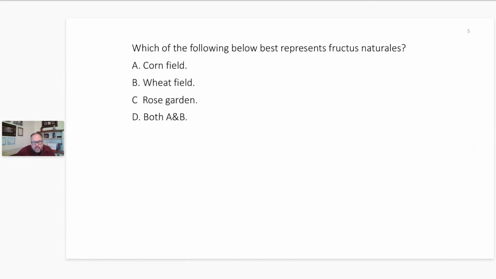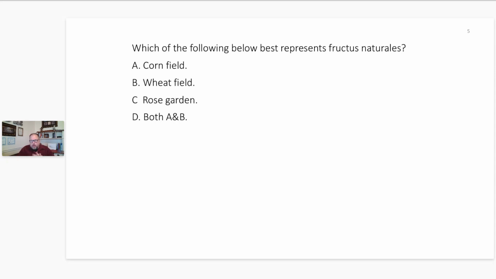All right, here's another question you may see. Which of the following below best represents fructus naturals? What do you think? All right, couple of mixed answers here.